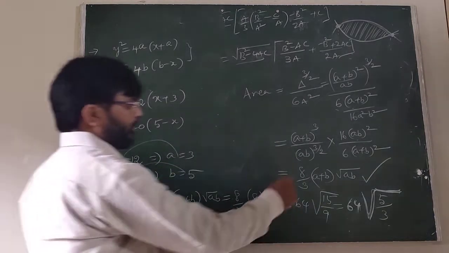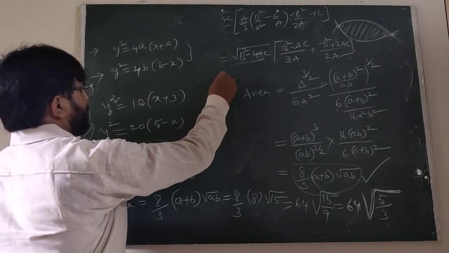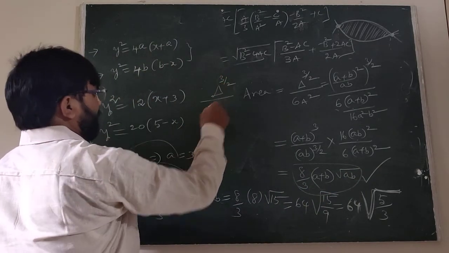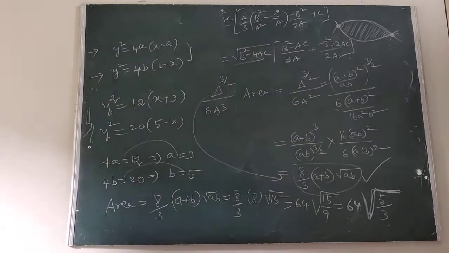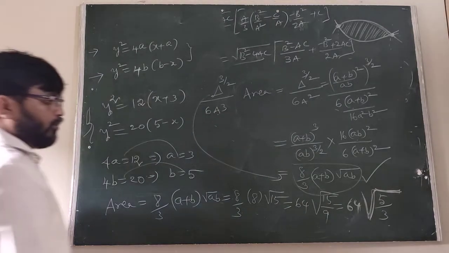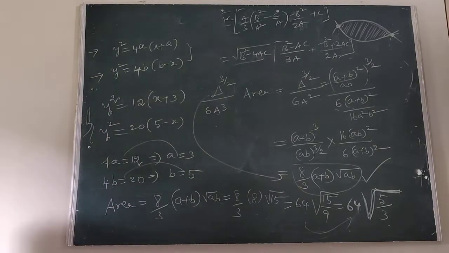Just now we find the area of these curves by applying the formula, 8 by 3 into a plus b into root of ab. Therefore its solution is root of 64 into 5 by 3. Right.